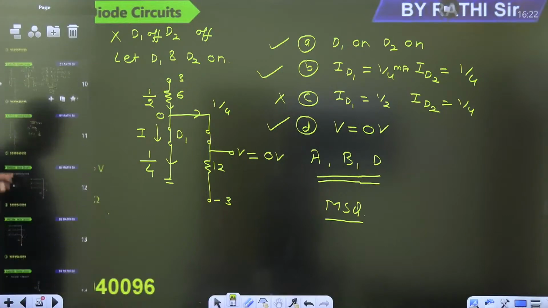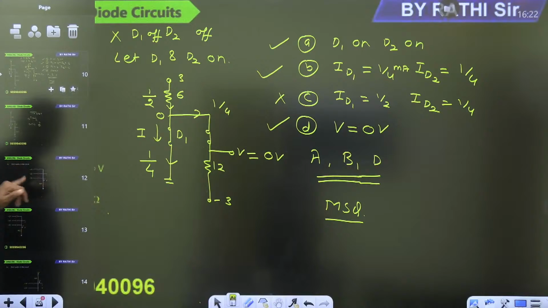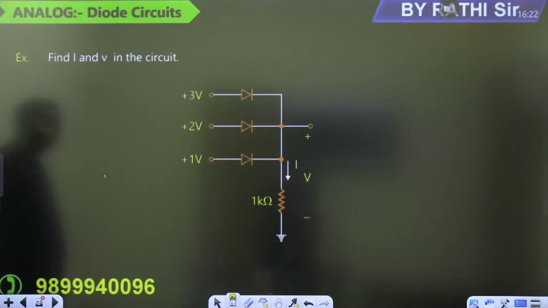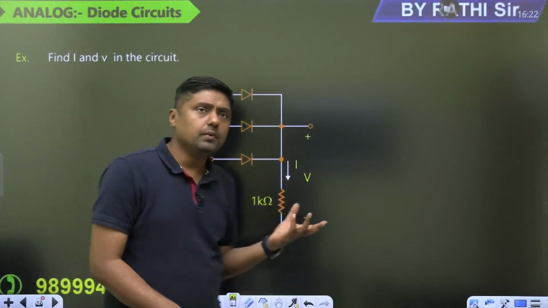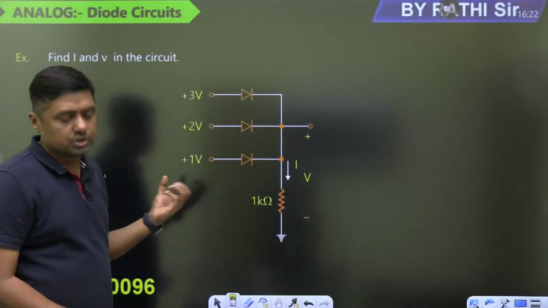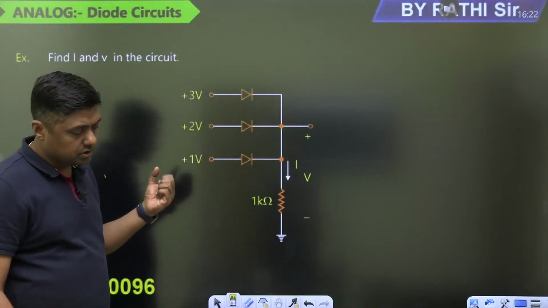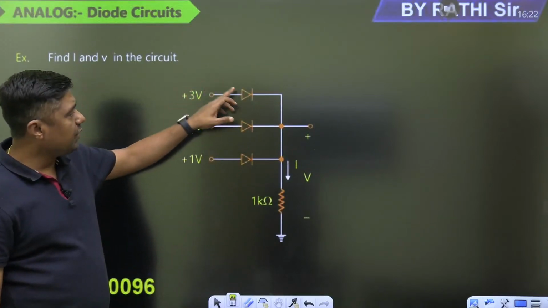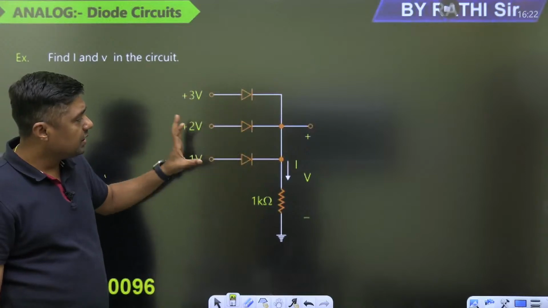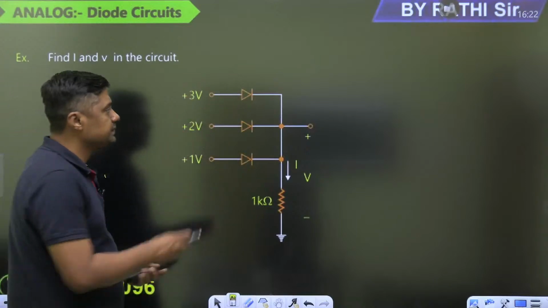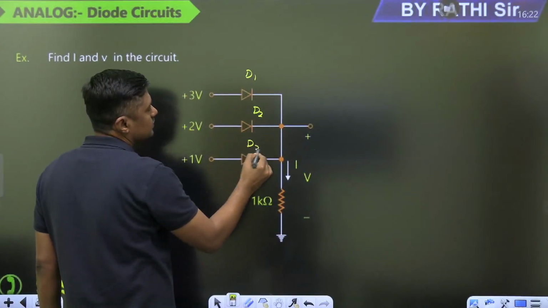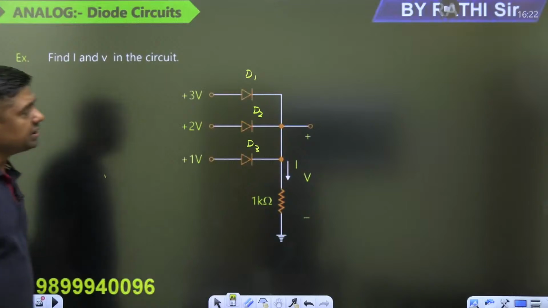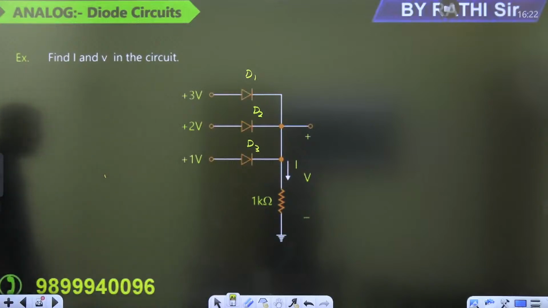Second one, multiple diode, another question. Find I and V in the circuit. Again, that is from a standard textbook. Tell me, what is the answer for this question? There are 3 diodes, D1, D2 and D3, connected here.